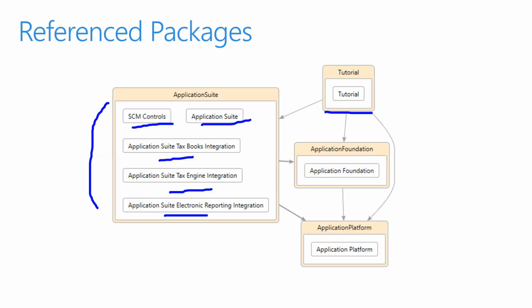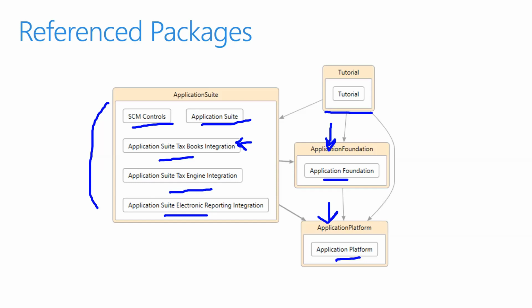And then it's also referencing the application foundation and the application platform, which each have one model included within them. Because we can access these models through a reference, we can create extensions of the elements in those models within the tutorial model. So if we had a specific table somewhere in the application suite, we can reference it, and maybe it's within the application suite textbooks integration.